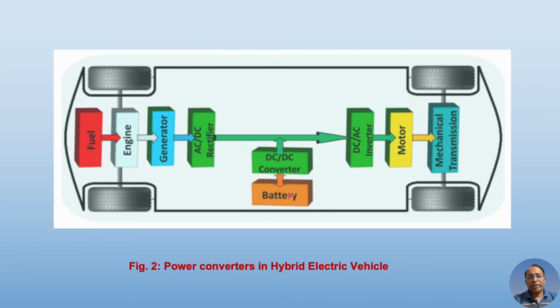And in a battery operated electric vehicle, if we operate only on battery, the battery will be supplying power through the DC to DC converter, then to the inverter and the motor, in the absence of the IC engine driving the electric vehicle.